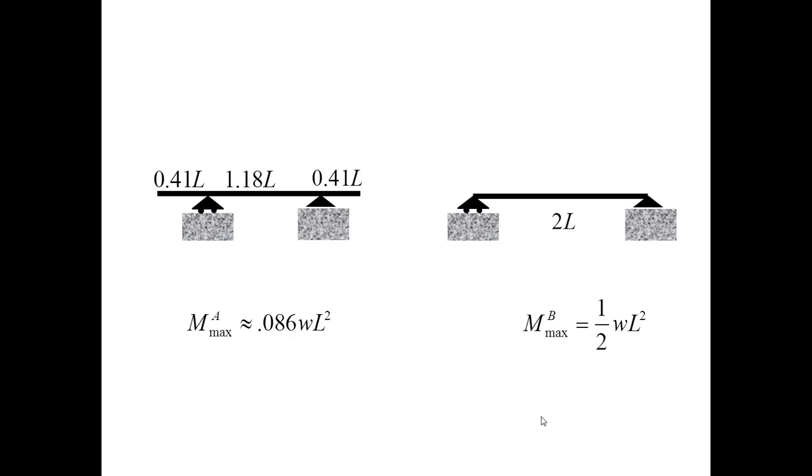Upon comparing the two answers, we find that the ratio of the bending moments, the non-optimal case versus the optimal case, is larger than a factor of 5. Therefore, the optimal design increases the effective strength of the beam by a factor of 5.